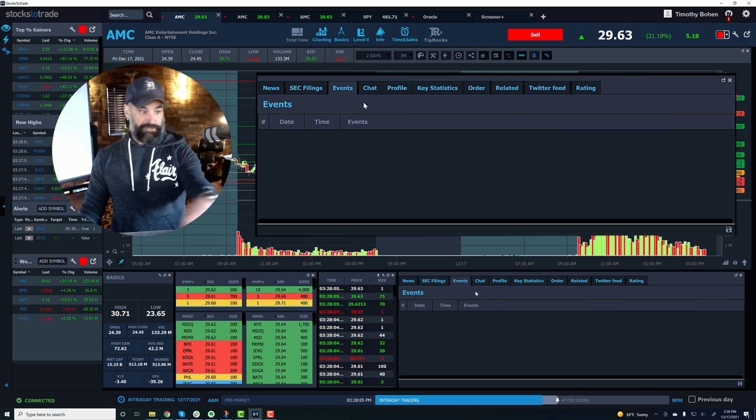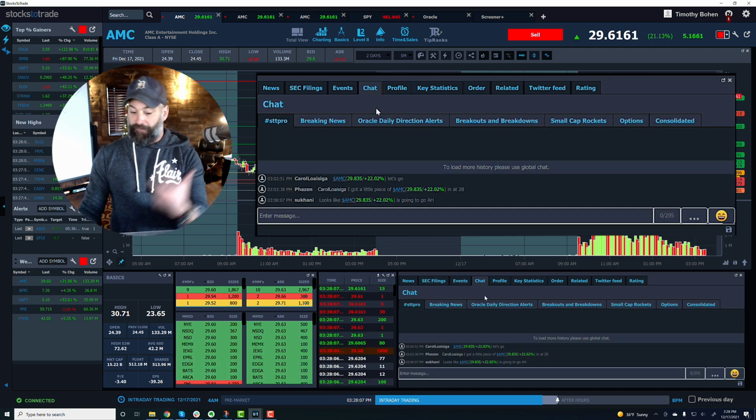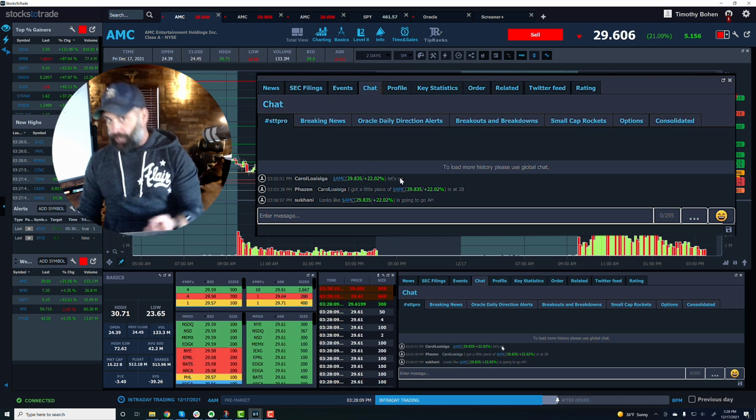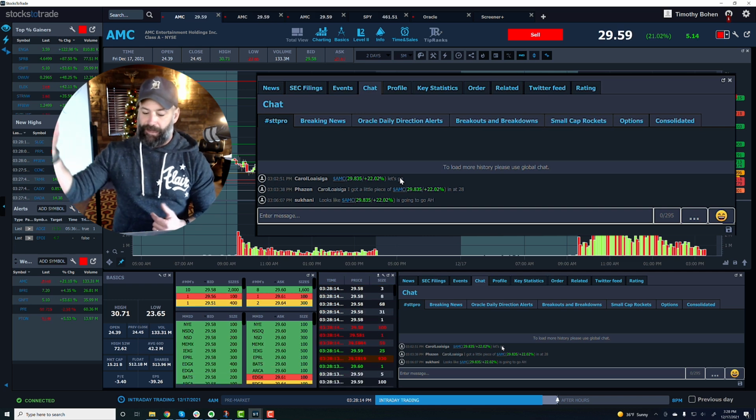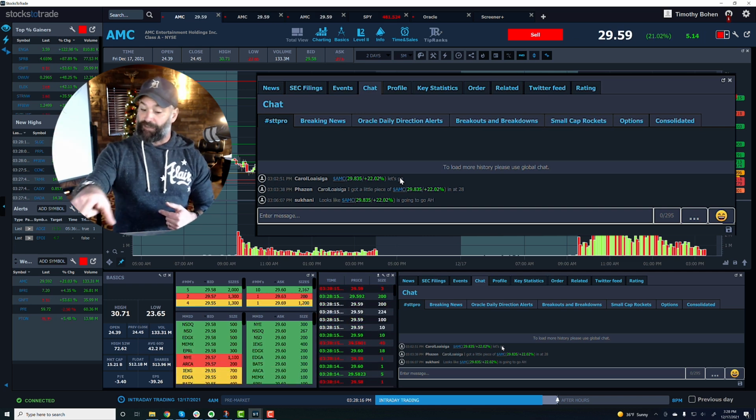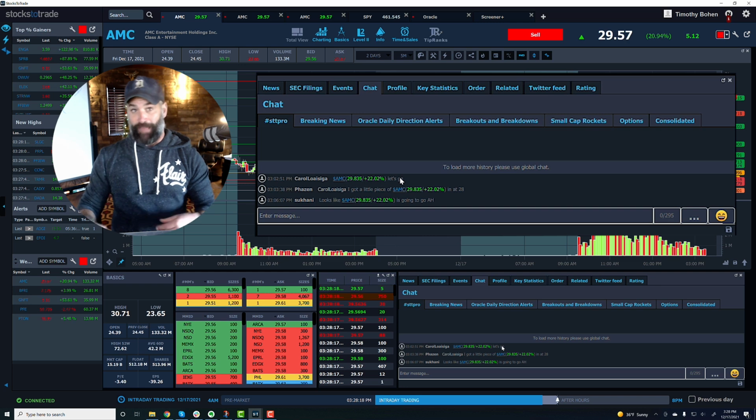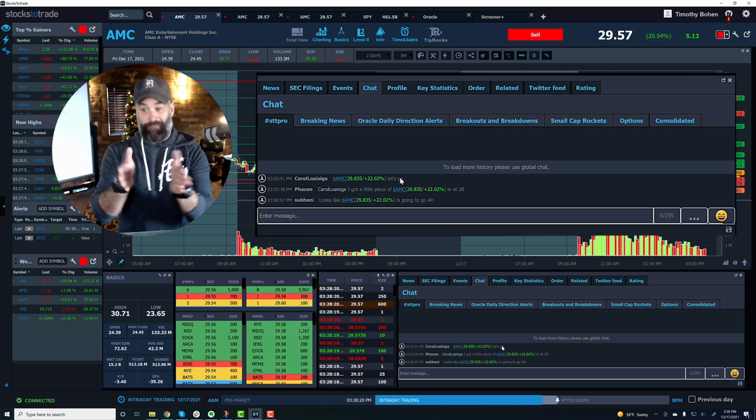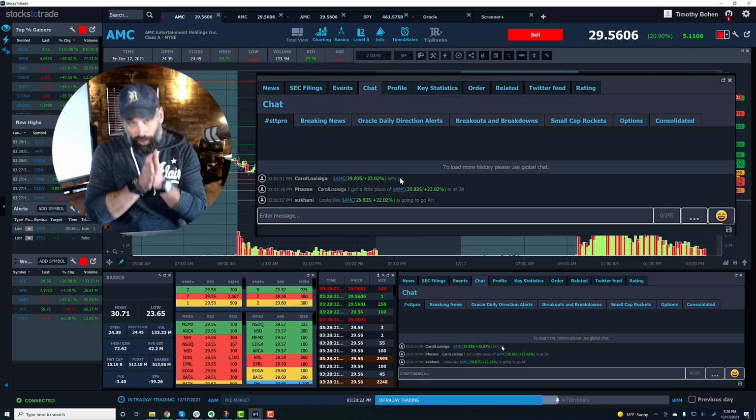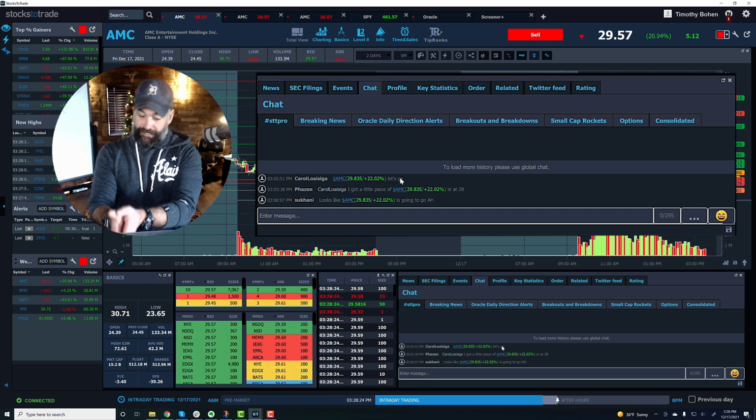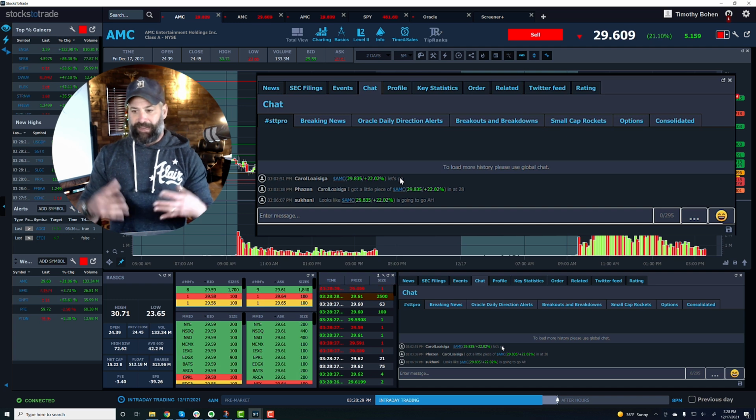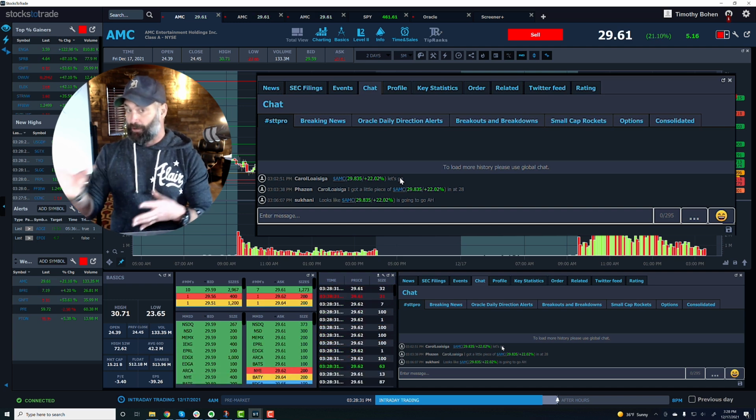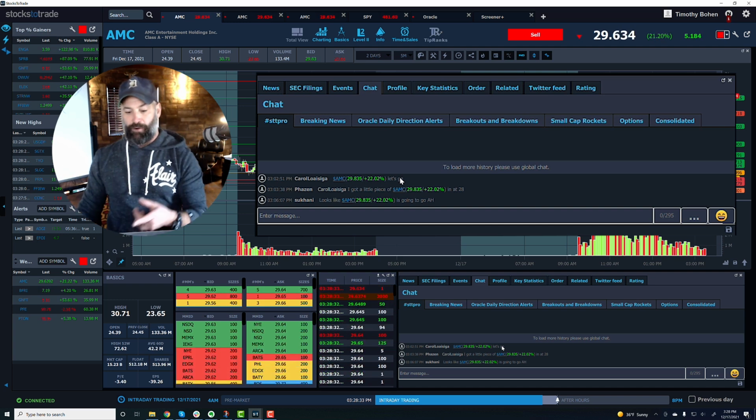Events are events that you set in Stocks to Trade. We've got a chat module, which is awesome. Definitely check out the trial. Anytime someone in Stocks to Trade mentions that specific ticker, it'll be filtered for that. I love that, especially if you're in a stock, if you're in AMC, you'll see what everyone's saying about AMC. That's the beauty of it. Because if you're in the stock, you want to know, is there news? What's the chatter? What's going on?